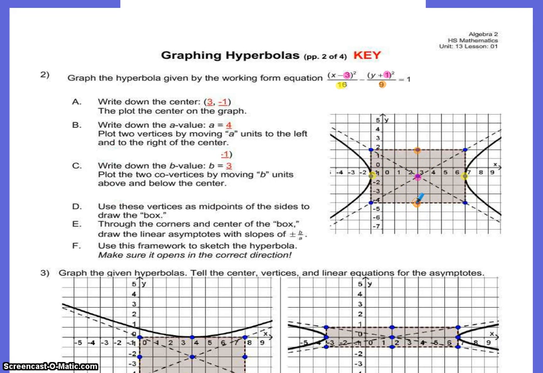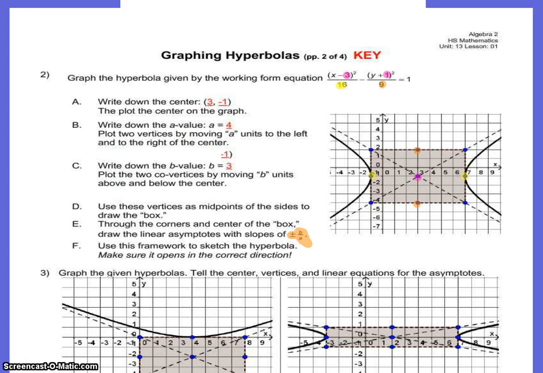So now I can draw my box. Now understand that when I draw my box, my asymptotes are going to be a diagonal through the center both ways. Now remember, the slope of that line is always going to be plus or minus b divided by a. So that's how I get my two sidelines.